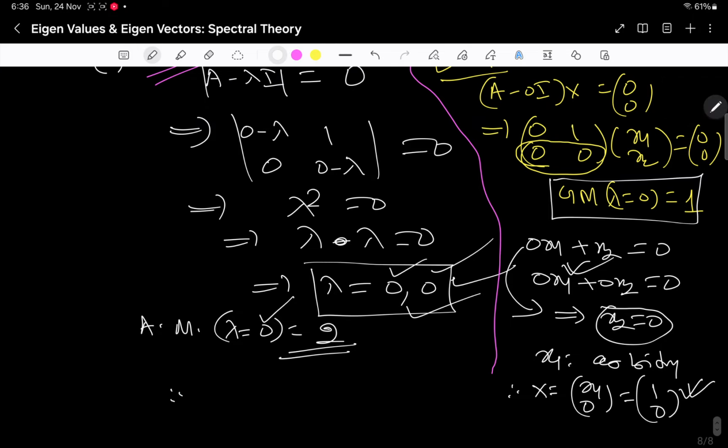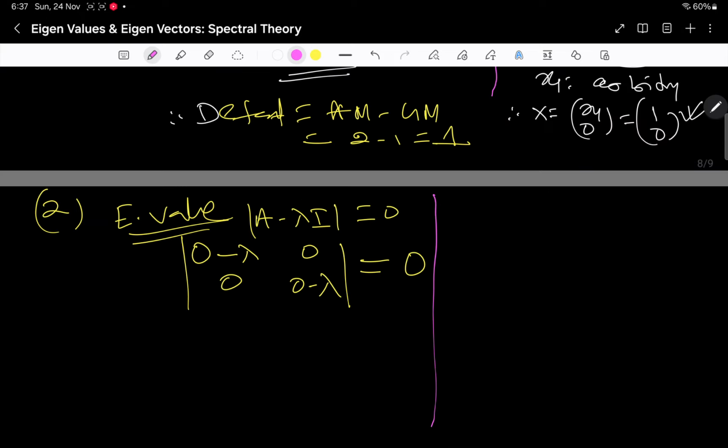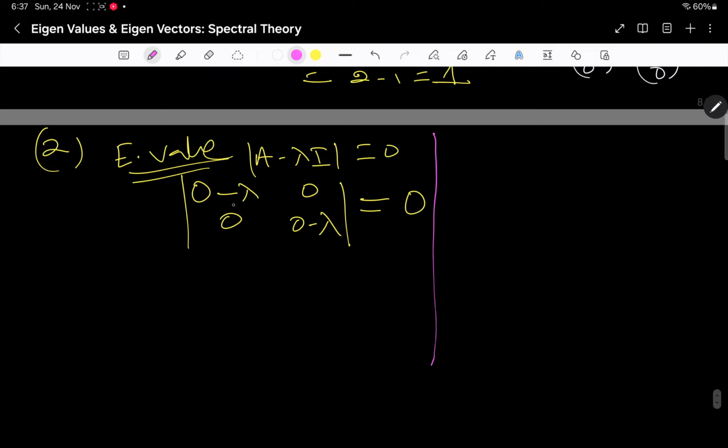So therefore, what is the defect? The defect is algebraic multiplicity minus geometric multiplicity. It is 2 minus 1 is equal to 1. Coming to one more example. Coming to the second example, for the eigenvalue we have lambda square equal to 0, which means it is repeated twice. So lambda is equal to 0 and 0.